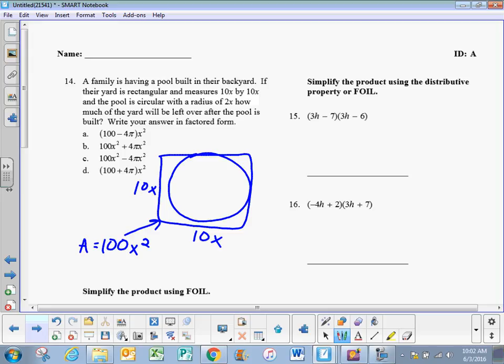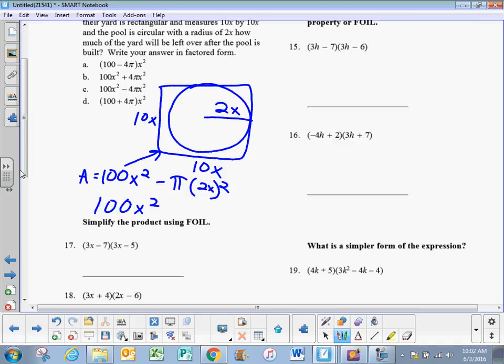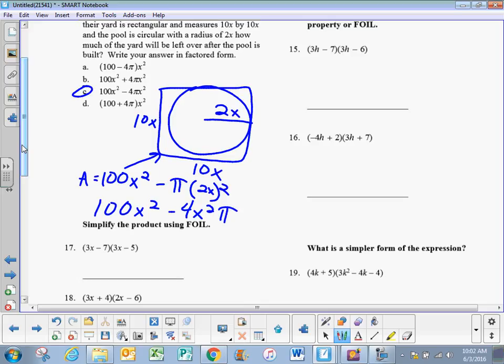this one? Radius is 2x. Radius is 2x. Okay. That's the area of a circle. Pi r squared. Pi r squared, right? So I actually have 100x squared minus 4x squared pi, which is c. Yeah. I mean, could I factor this? Yes, I could divide out a 4x squared, and I'm left with 25 minus pi, but that's not up there.